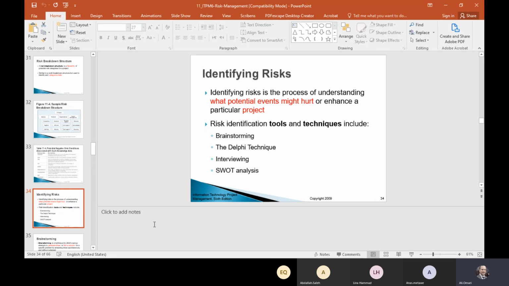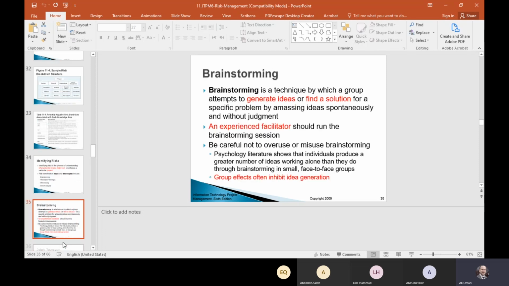There are different tools and techniques that are used to identify risks: brainstorming, Delphi technique, interviewing, or SWOT analysis. We will examine each one by itself and how it is being done.